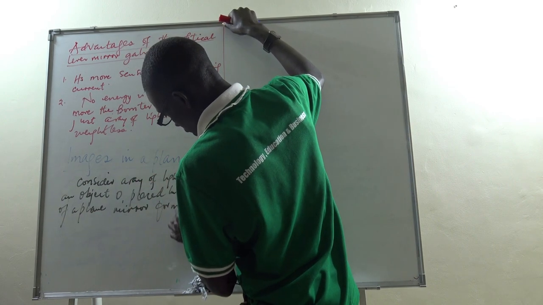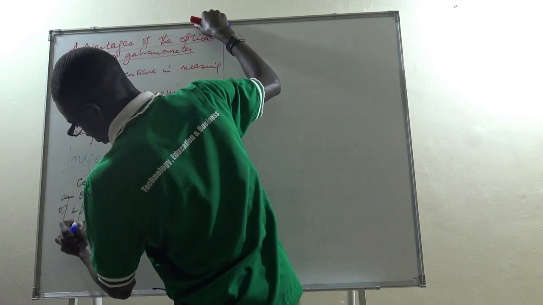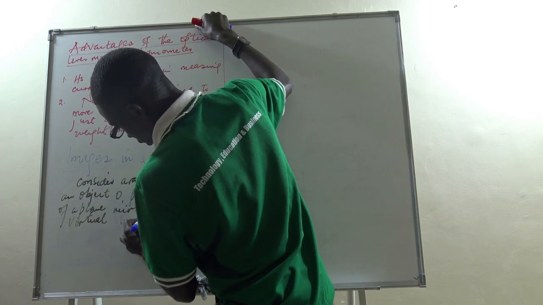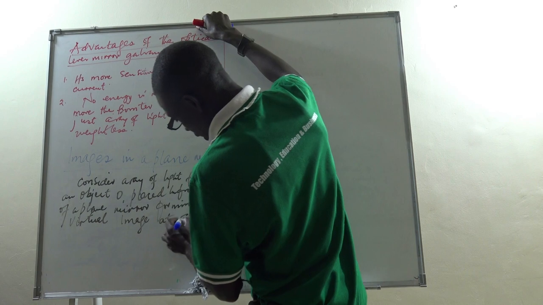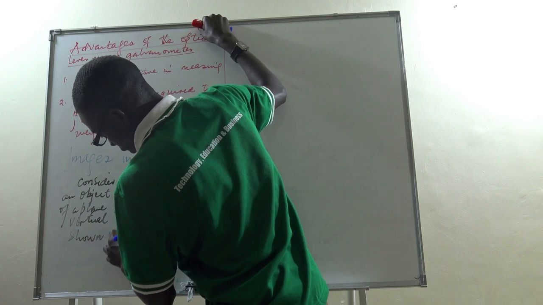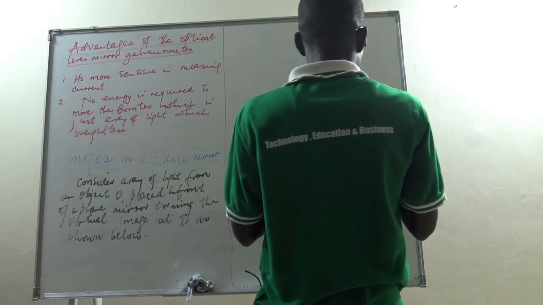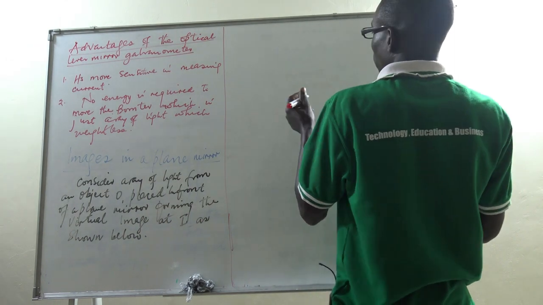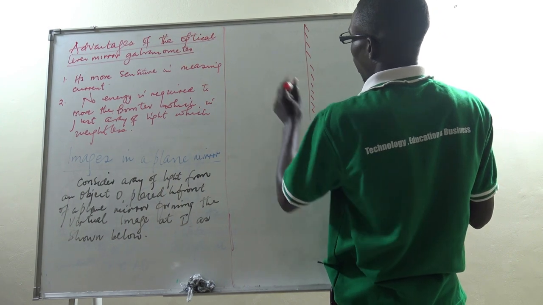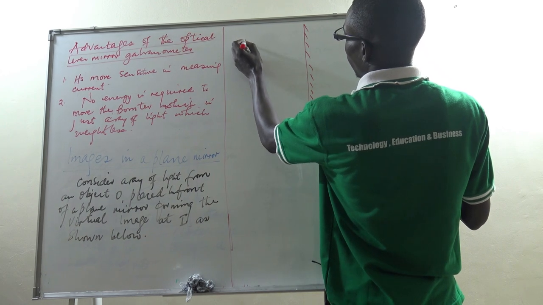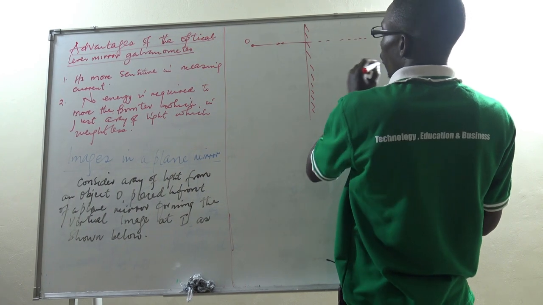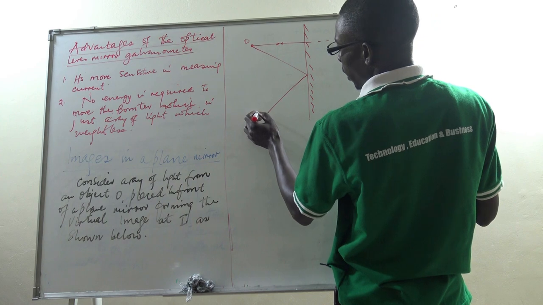forming the virtual image at eye as shown below. So we are looking at, supposing we have a plane mirror, supposing I have a plane mirror as this, this is my plane mirror, and now I have an object here, this is object O, light rays will come, reflected along the same path, forming that, and then the other one will come here, and then reflected in your eye here.